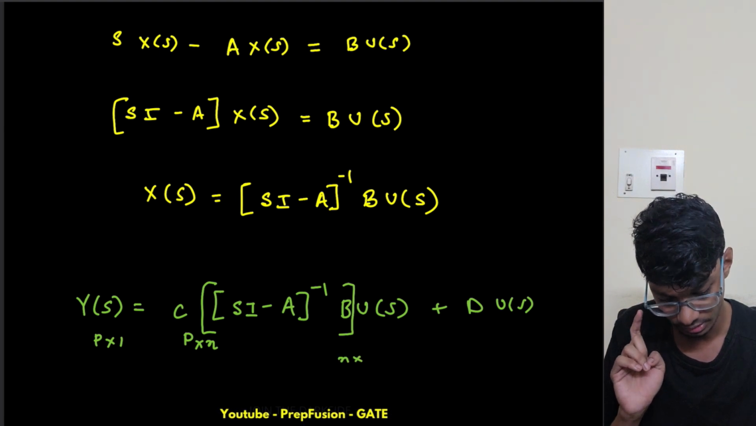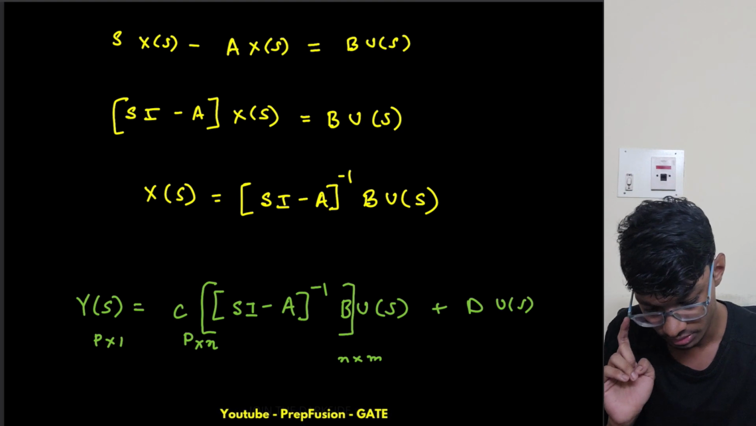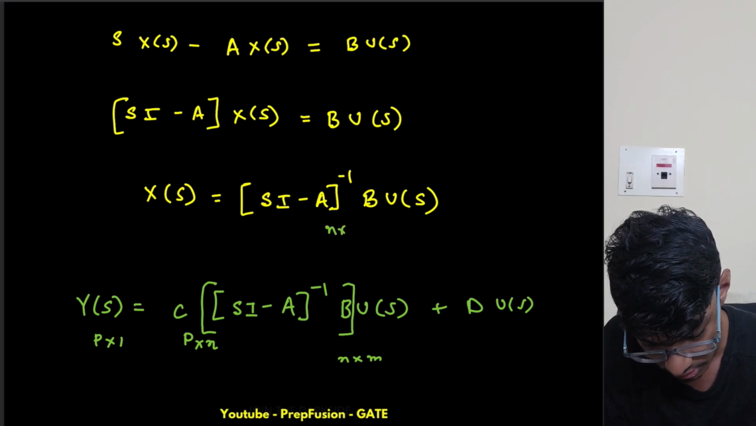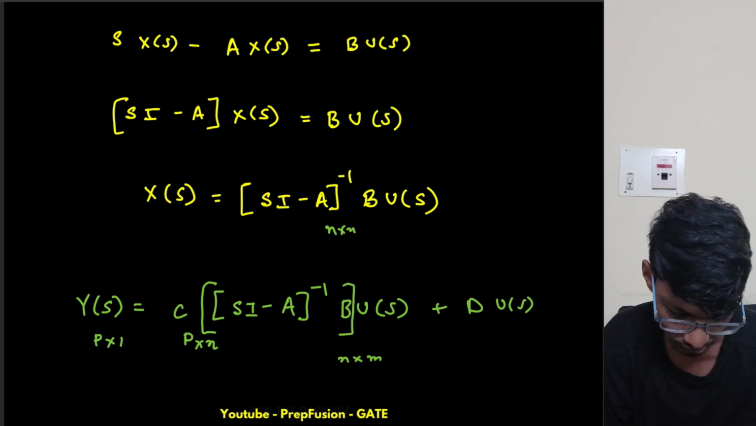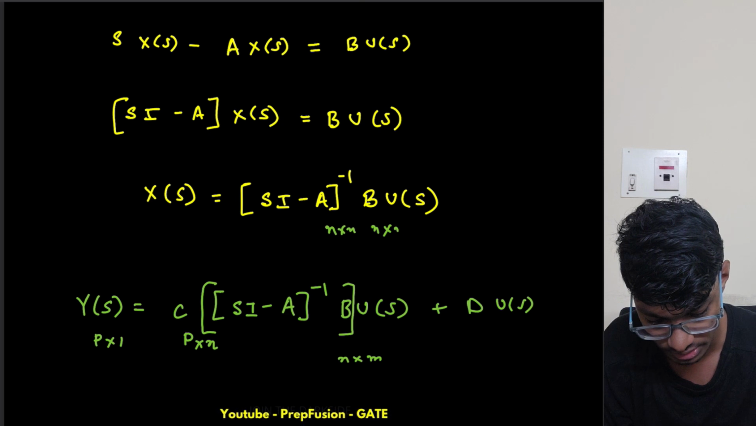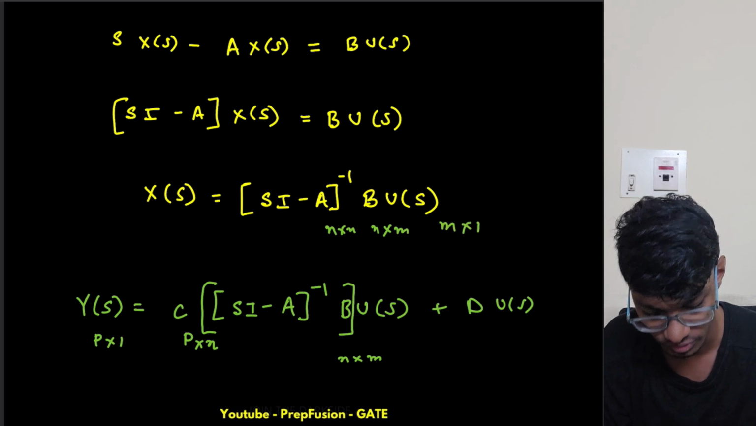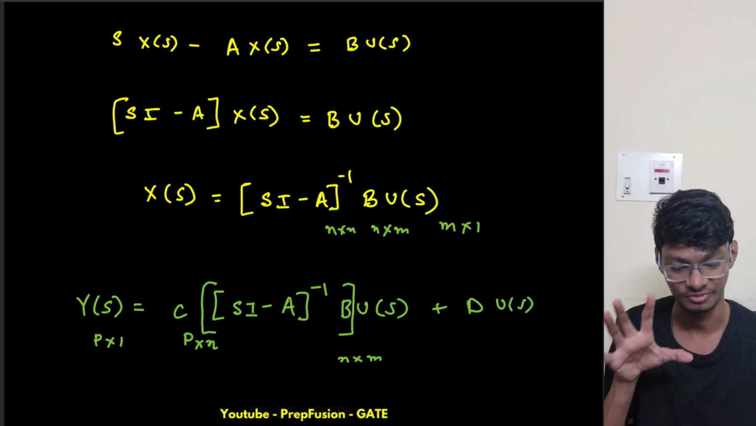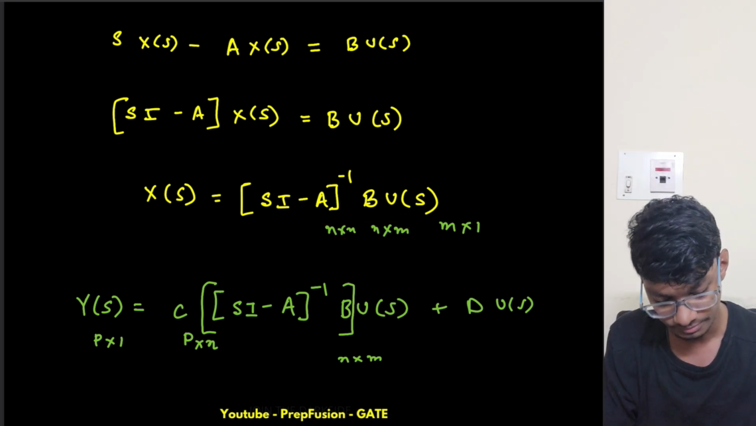n cross m actually. This has order of n cross n, and this B has order of n cross m, and this has order of m cross 1. So this cancels out and this becomes order of n cross m. So just be careful with that. So this has order of n cross m.